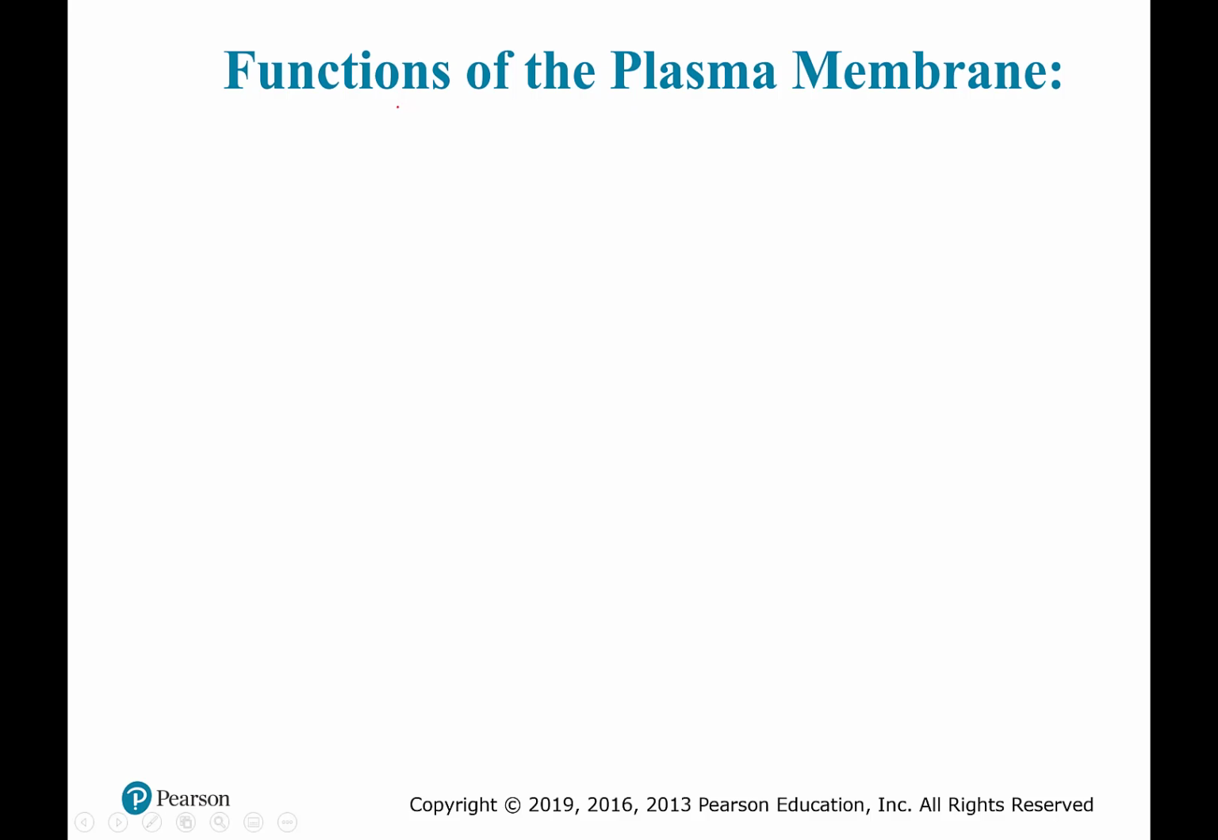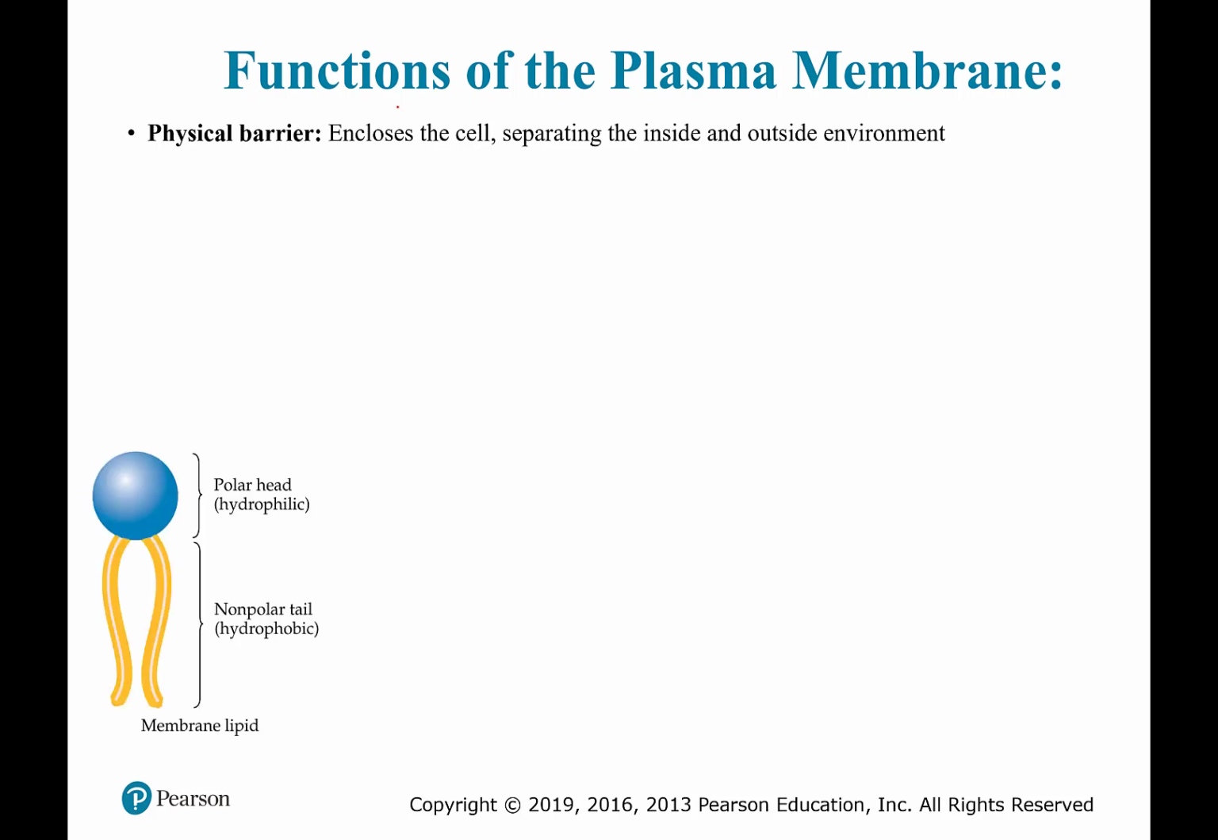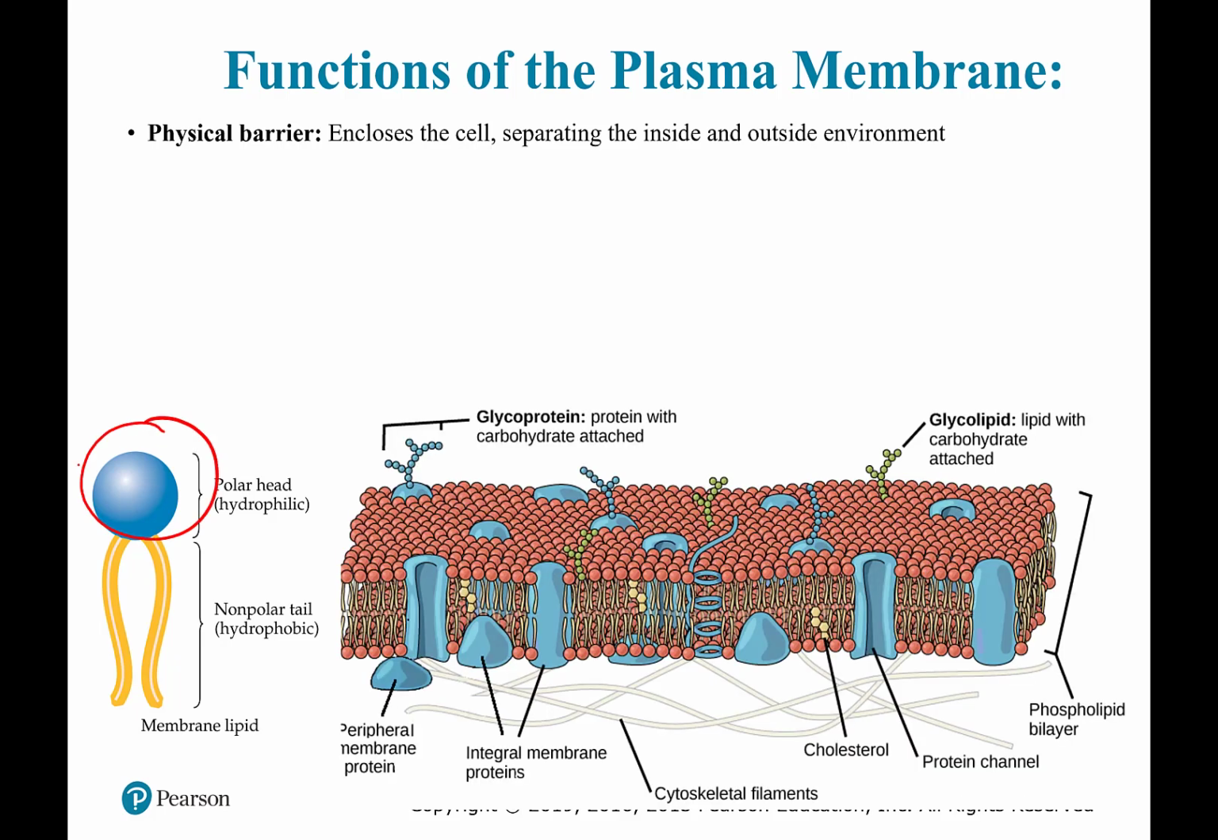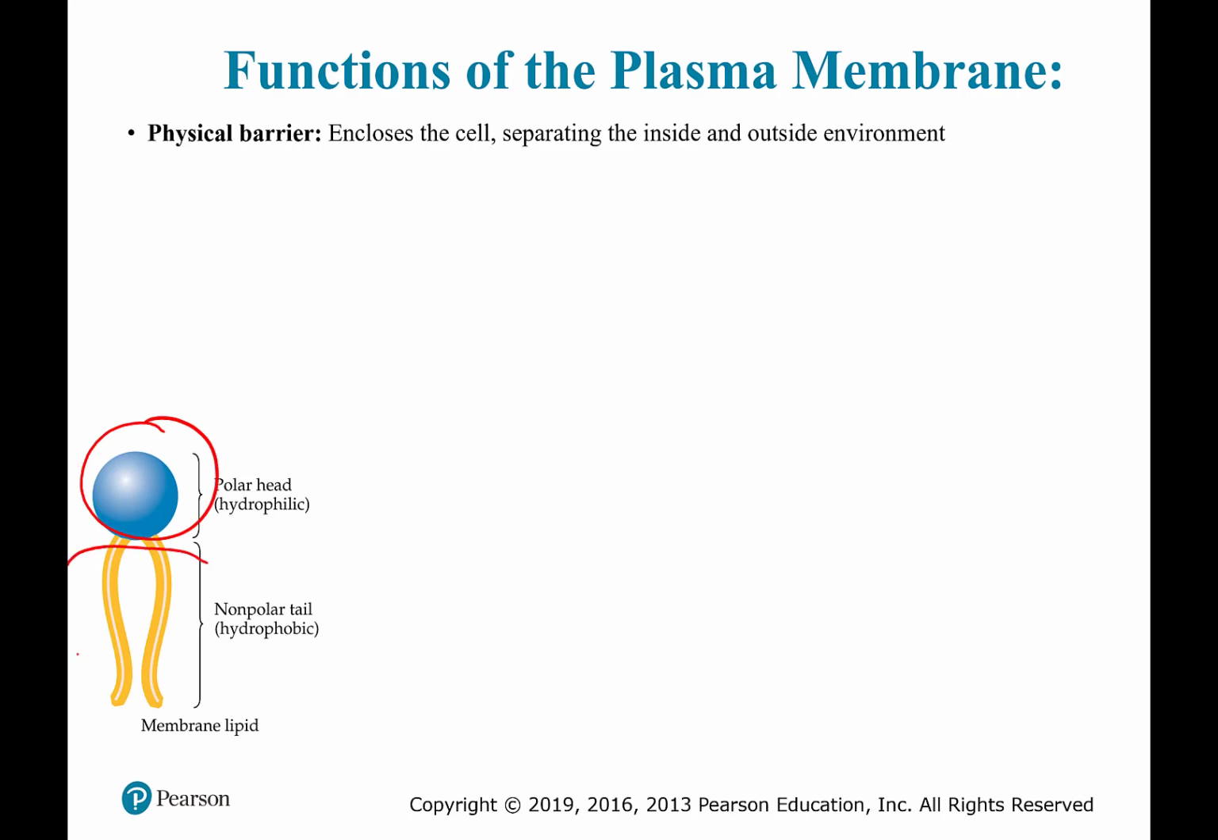Let's talk about the first part of the cell, the plasma membrane. Remember how I said structure dictates function? As mentioned, the plasma membrane acts as a physical barrier. It holds the cell together. The plasma membrane can be such a barrier because it's composed of phospholipids. A phospholipid has a hydrophilic head and a hydrophobic tail.